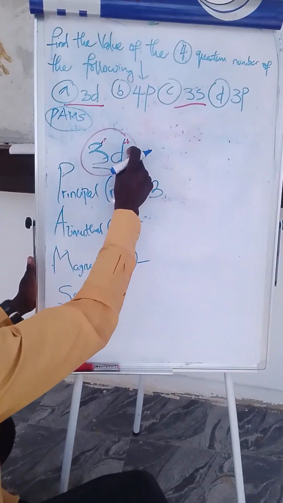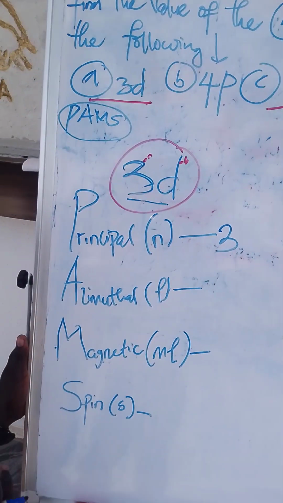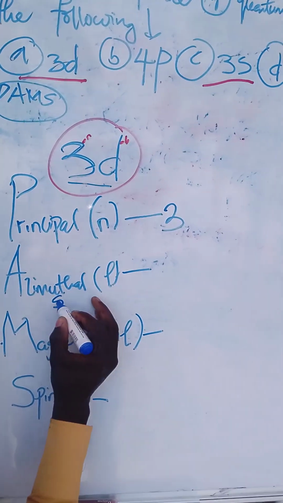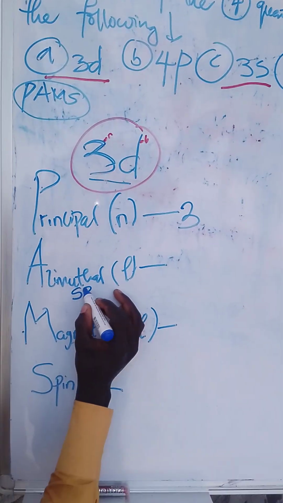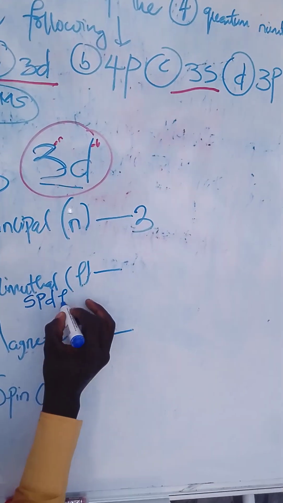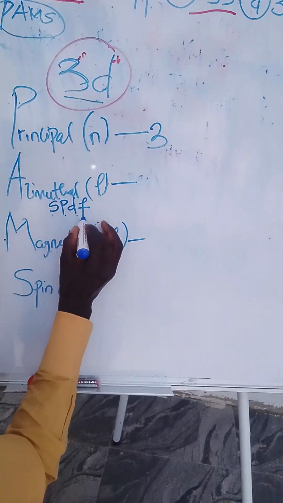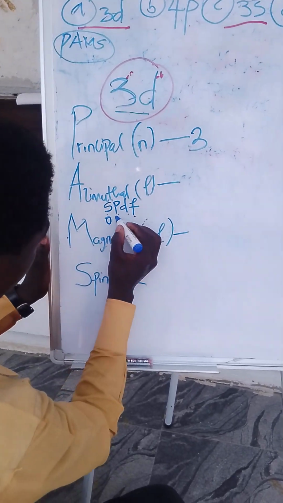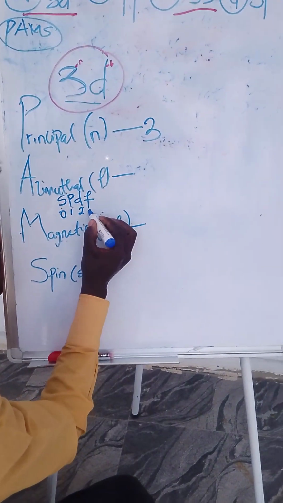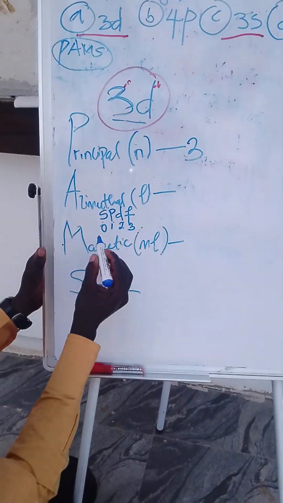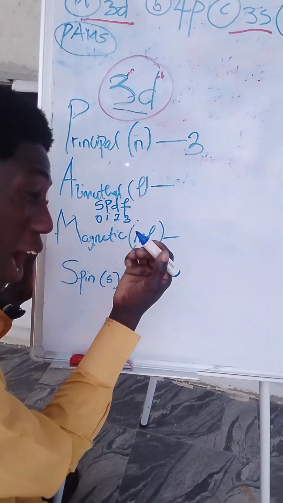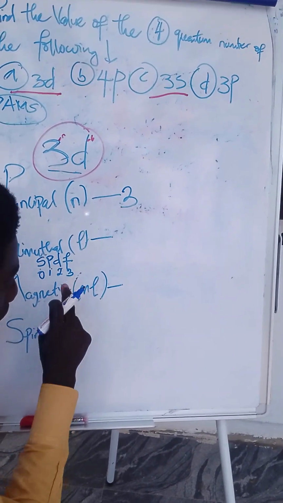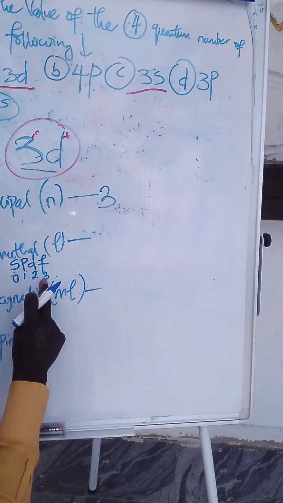Azimuthal, this is our azimuthal. I told you that azimuthal is trying to tell you about the shape: whether it's spherical, whether it's dumbbell, whether it's double dumbbell. Then your F, that's SPDF, and it ranges from 0, 1, 2, 3. Don't forget, S is not starting from 1. Azimuthal is ranging from 0 to 3. Are you with me?